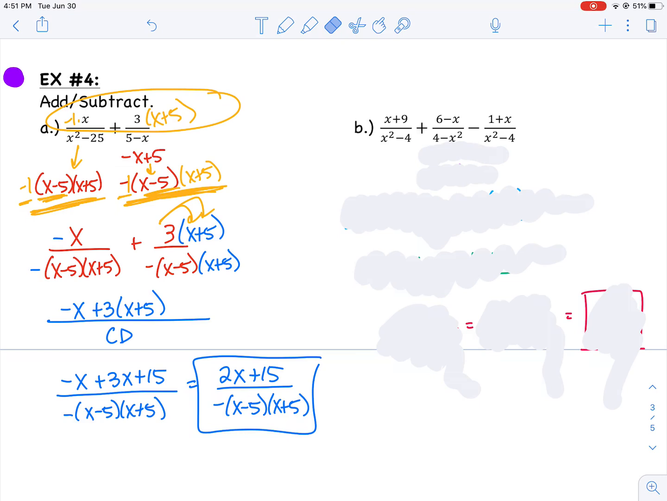And it doesn't look like there's any factoring I can do in my numerator, so it looks like that would be my final answer, already reduced.